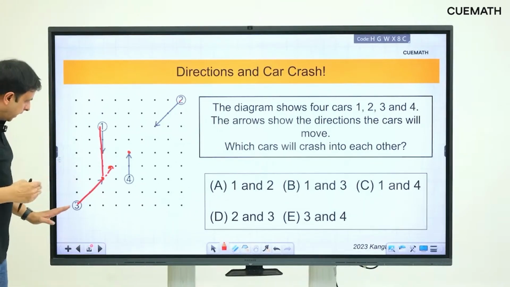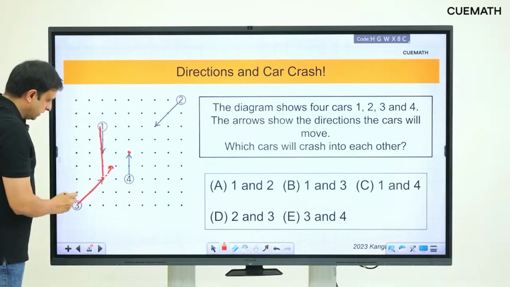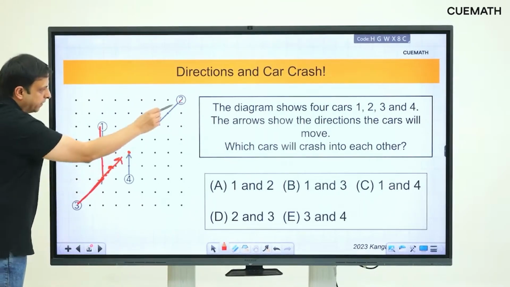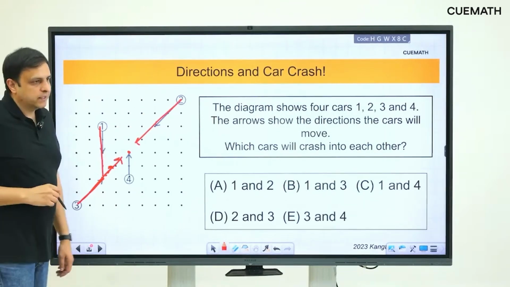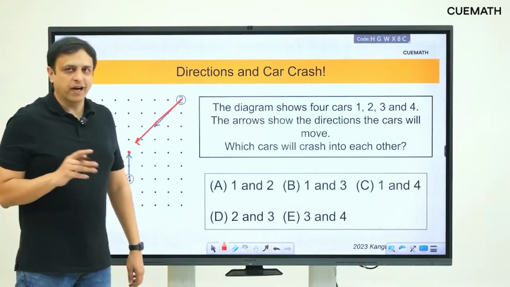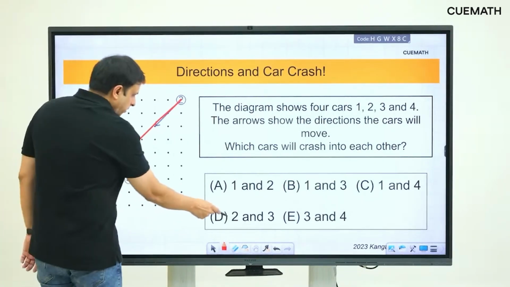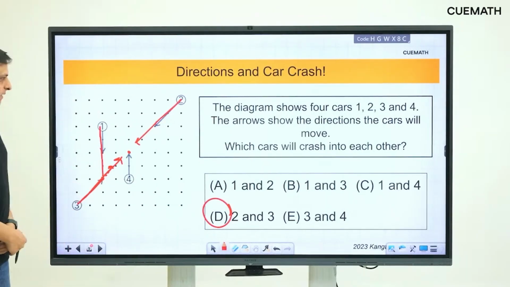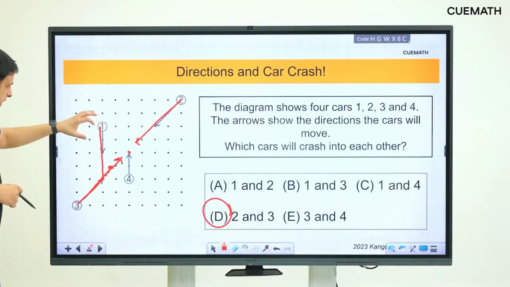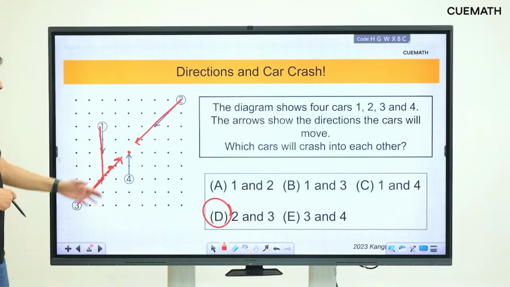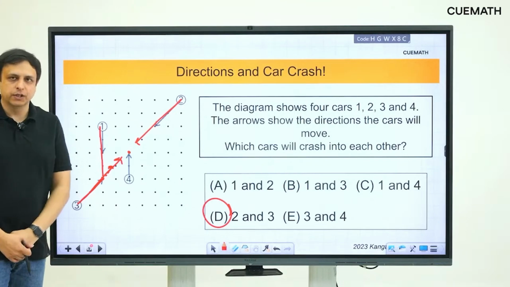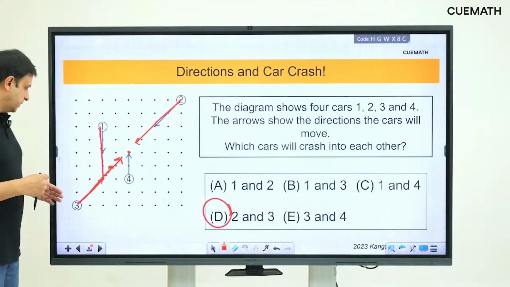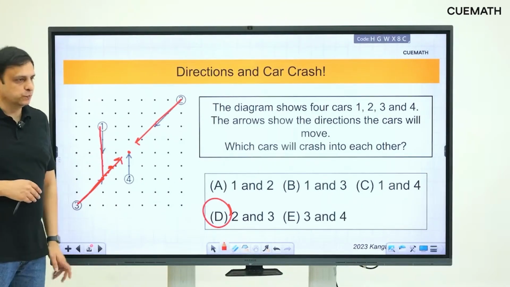So therefore, cars 3 and 2 are the ones that will ultimately end up colliding with each other. So 2 and 3 is the answer. So those of you who got it right, congratulations. You actually solved a fairly tough question, although it might seem easy, it's actually not so easy, because you have to figure out why 1 and 3 won't crash into each other and why 2 and 4 won't crash into each other. And the actual crash that happens is between 3 and 2.